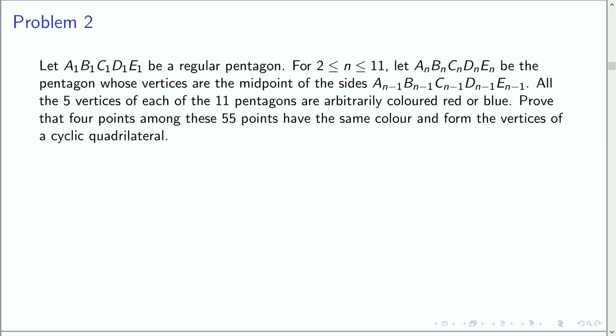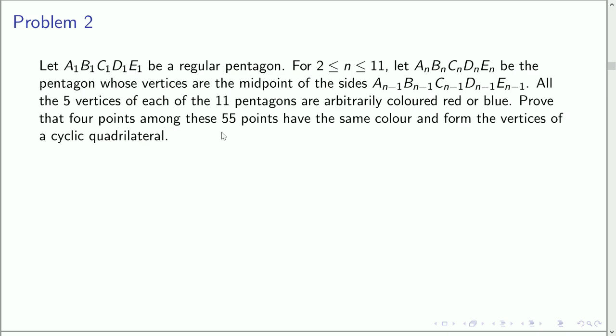This is the next problem. It says let A1, B1, C1, D1, E1 be a regular pentagon. And it says for 2 to 11, you take the midpoints of those pentagons and make another pentagon. And you keep on doing it till you basically get 11 pentagons here. Then it says that all the 5 vertices of these 11 pentagons are arbitrarily colored red or blue. Then it says prove that there are 4 points among those 55 points which have the same color, and those points are cyclic.